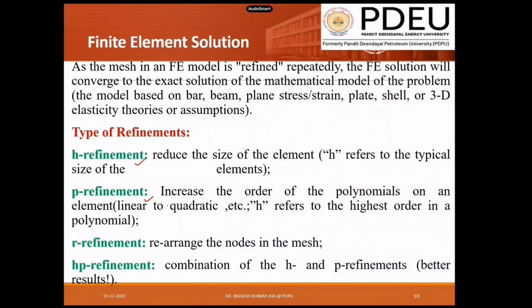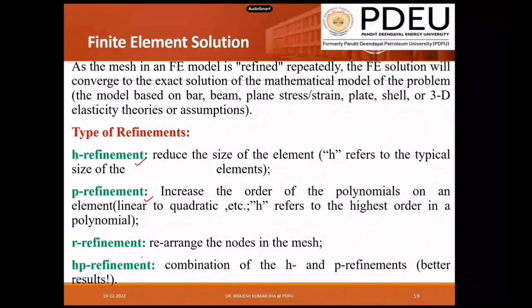R refinement is the rearrangement of the nodes in the mesh. If you shift the nodes accordingly, in this way also you can refine. One is HP refinement, the combination of H and P refinement, which will give a better result. But once you refine the element information, you must think about the computational cost as well.